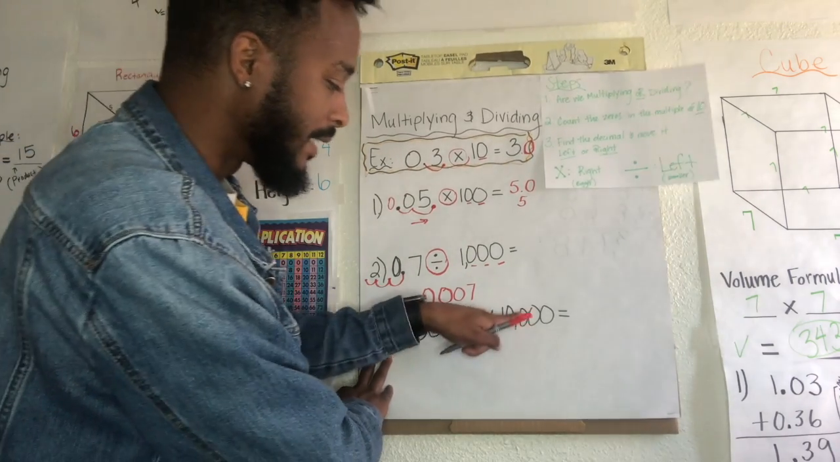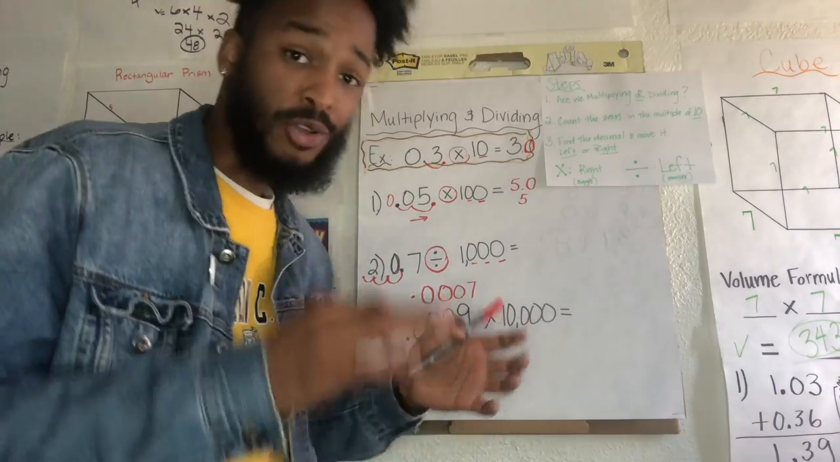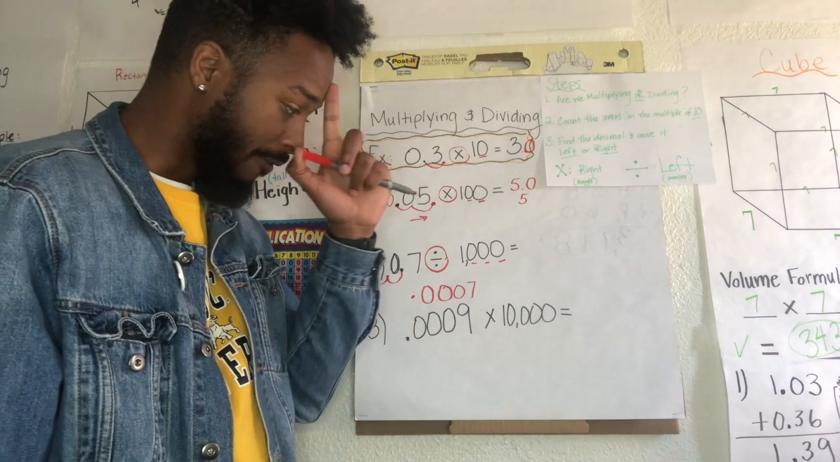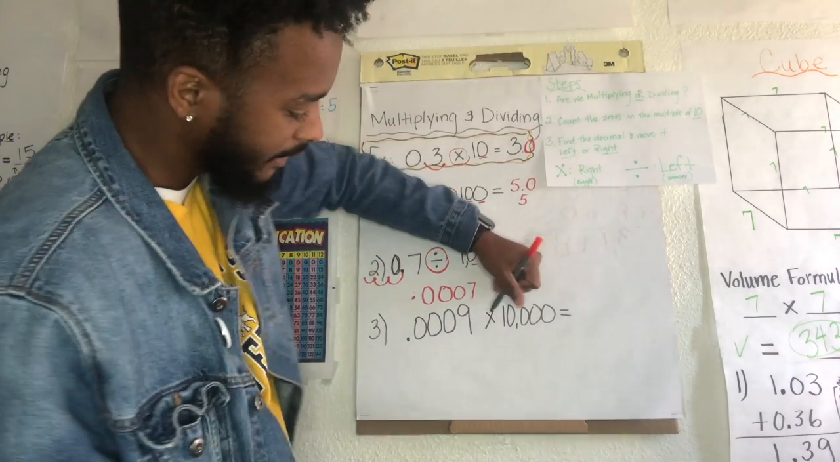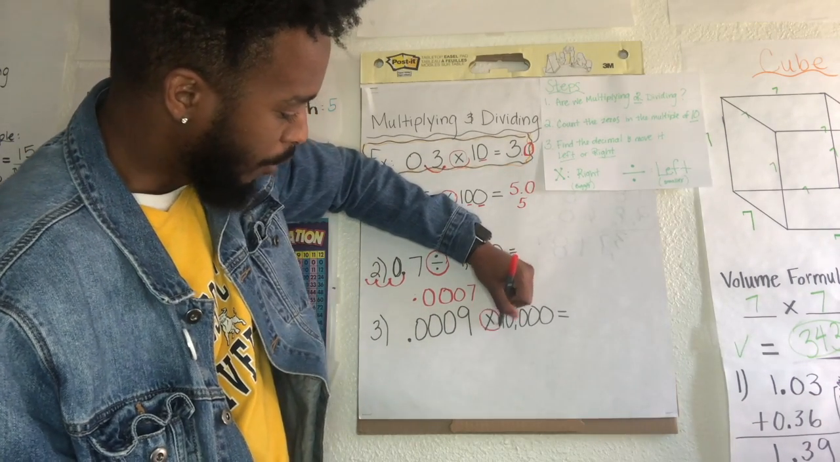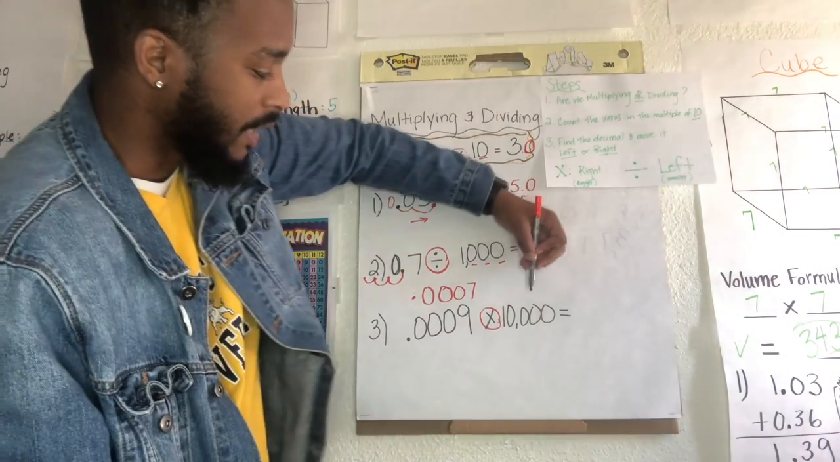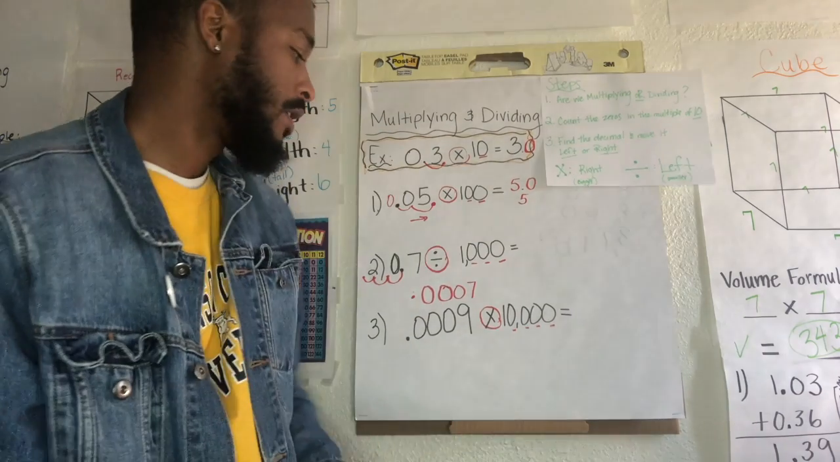0.0009 times 10,000. This is a little tricky. I tried to throw you off. Let's see if we can get it. Remember, first step, is it multiplication or division? That X tells us we are multiplying. Step 2, I'm going to count the amount of zeros that I have. There's 1 0, 2 0, 3 0, 4 0.